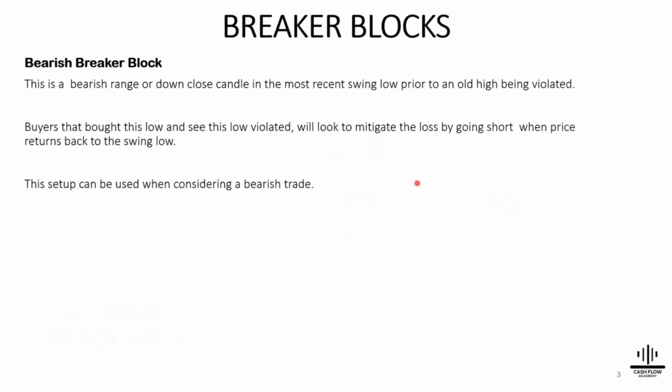So, the bearish breaker block. What's the bearish breaker block? This is a bearish range or down close candle in the most recent swing low period to a high being violated. Buyers above this low who see this low violated will look to mitigate the loss by going short when price returns back to the swing low. This setup can be used when considering a bearish trend.